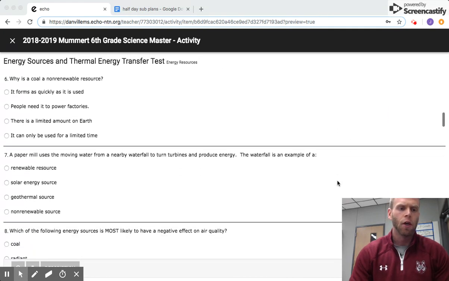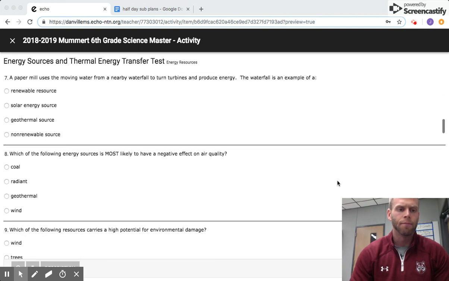Question 6. Why is coal a non-renewable resource? It forms as quickly as it is used. People need it to power factories. There is a limited amount on Earth. It can only be used for a limited time.